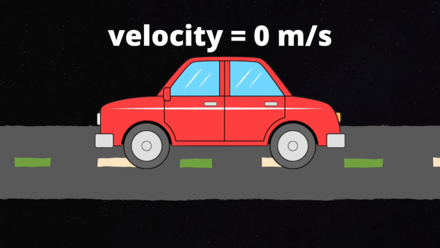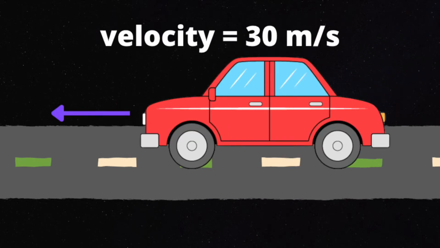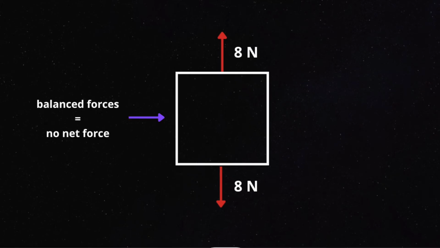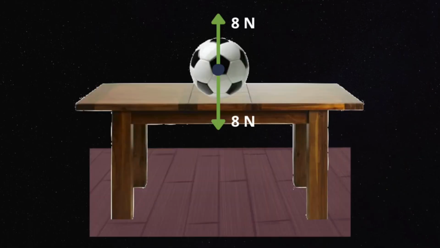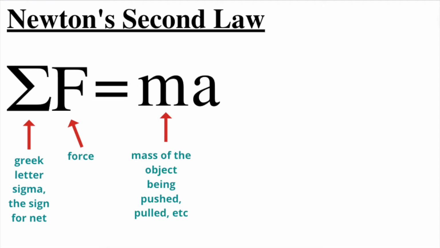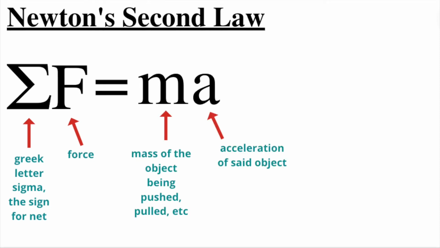If there are forces acting on an object, but the object is either not moving or moving at a constant velocity, the forces are balanced, a situation we can see illustrated here. Both forces acting on this object are of the same magnitude, but pointing in opposite directions, meaning they will balance each other. 5th, a force is defined mathematically by Newton's second law. Net force equals the mass of the object getting pushed, pulled, etc. times the acceleration of this object.